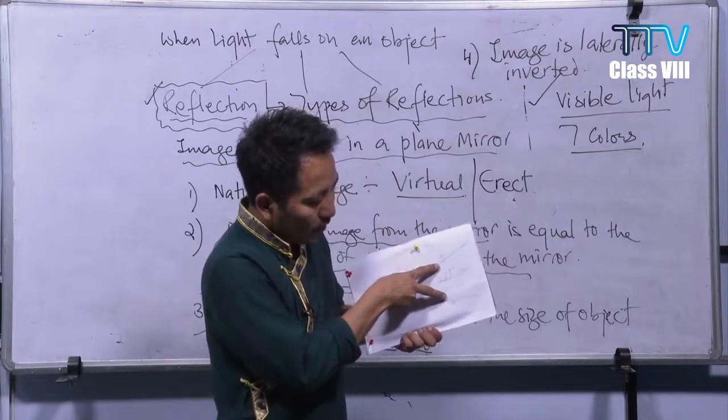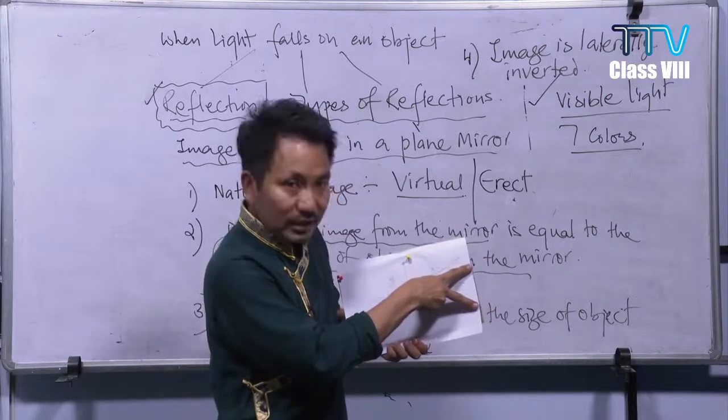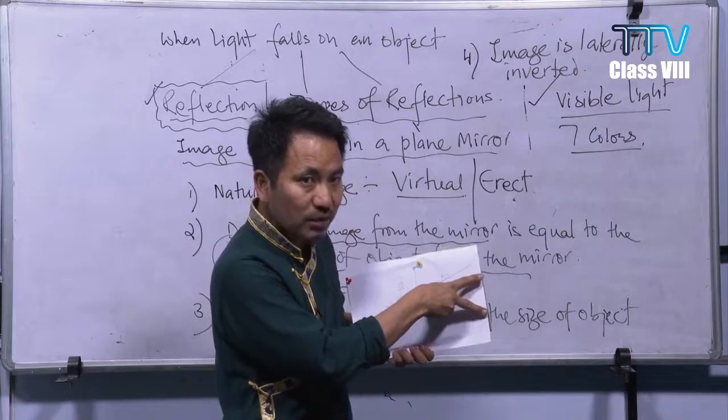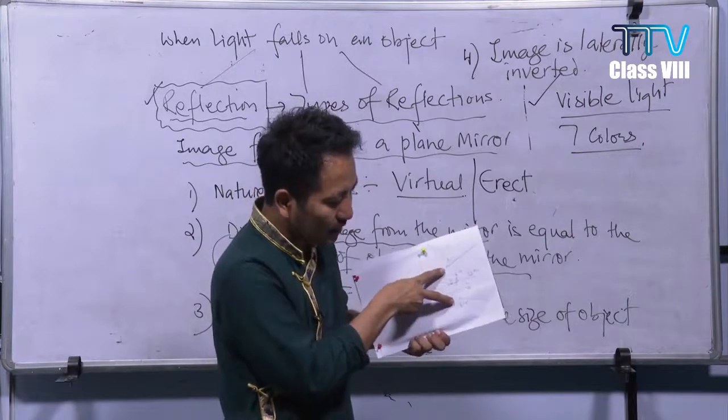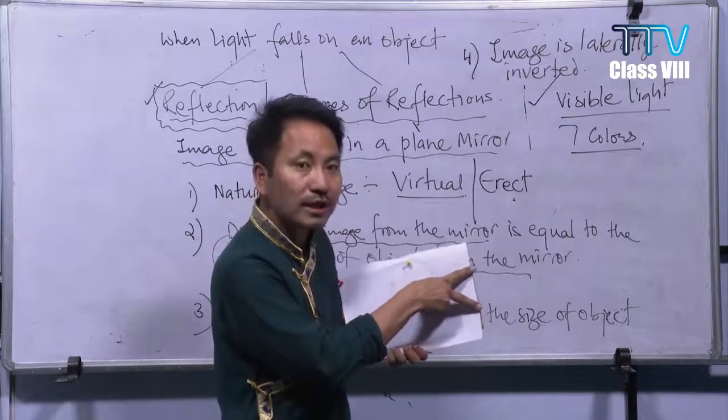A virtual image is an image formed when the two reflected rays do not actually intersect.